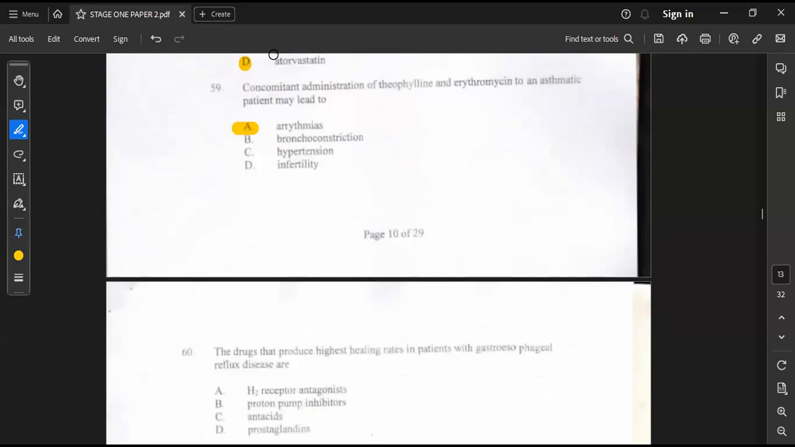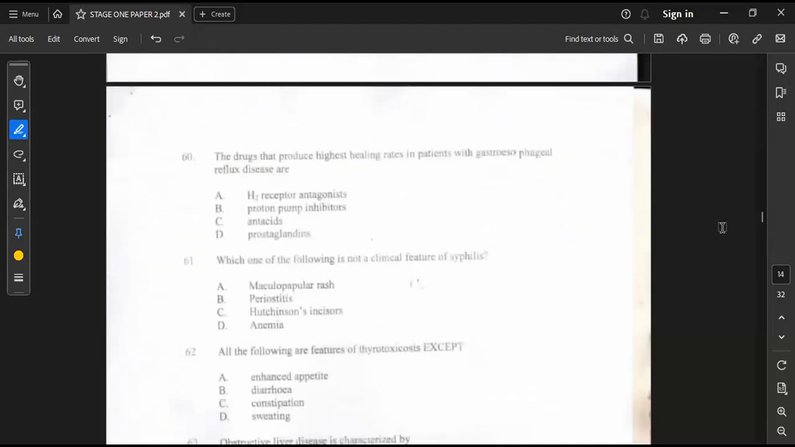Drugs that produce high healing rates in patients with gastroesophageal reflux disease, GERD, are H2 receptor antagonists, proton pump inhibitors, antacids, and prostaglandins. I think Dr. Sophia in her webinar told us PPIs are the way and the truth. Oh, God. Yeah. Okay. Had we covered antacids? Have we discussed this before? Not in a discussion, just in a webinar. Okay, so the answer is proton pump inhibitors. We can talk about the H2 receptor antagonists, antacids, and all these GI medications.